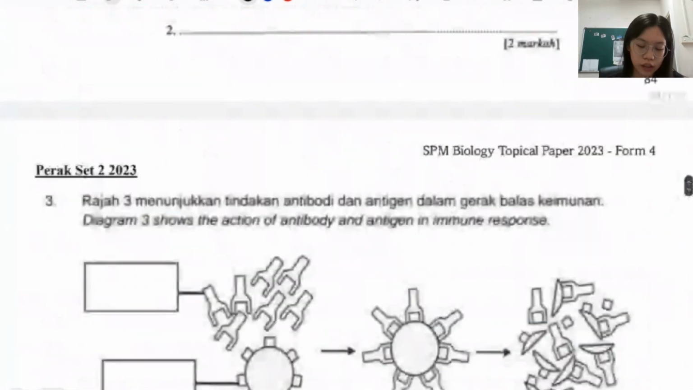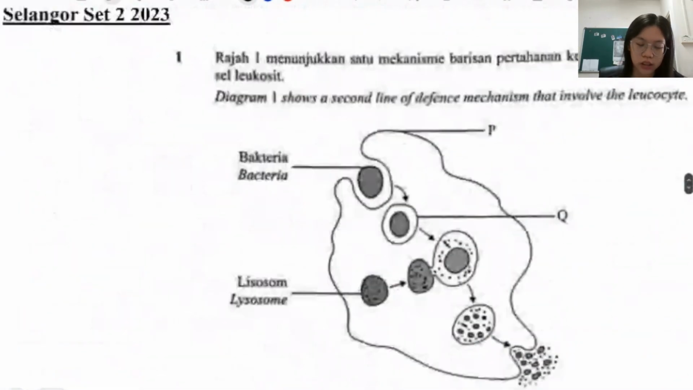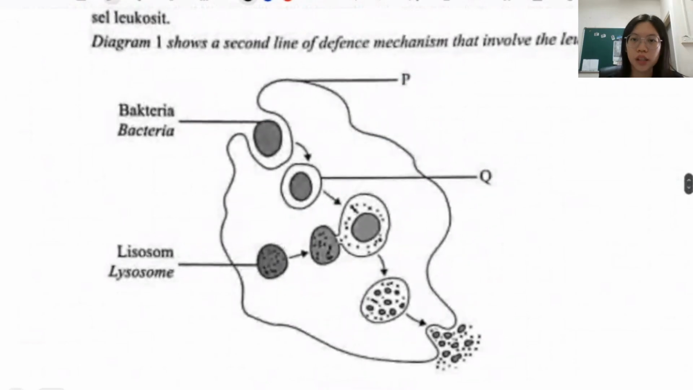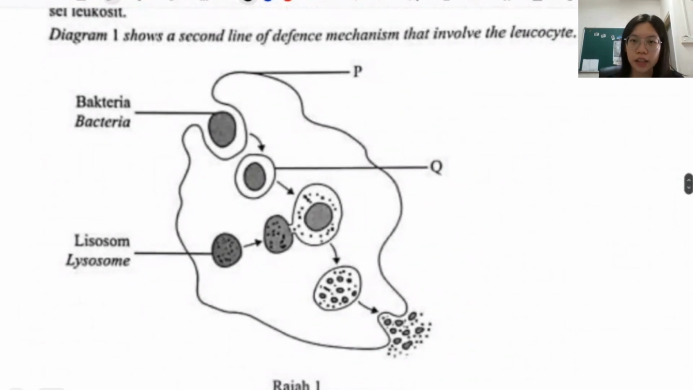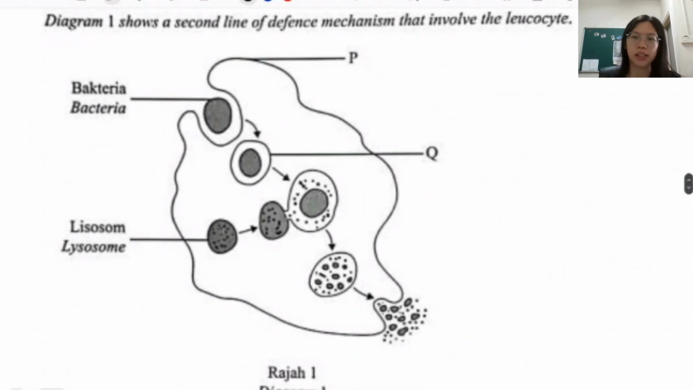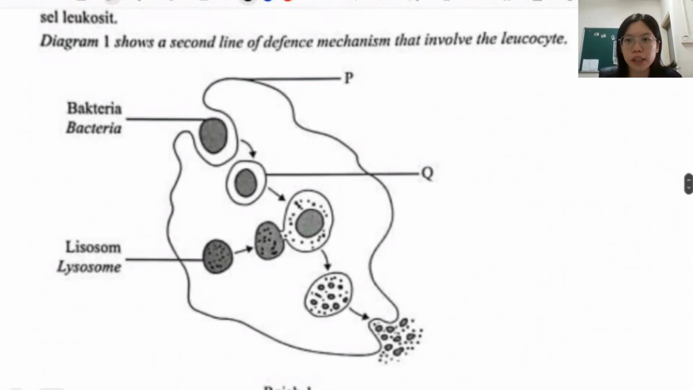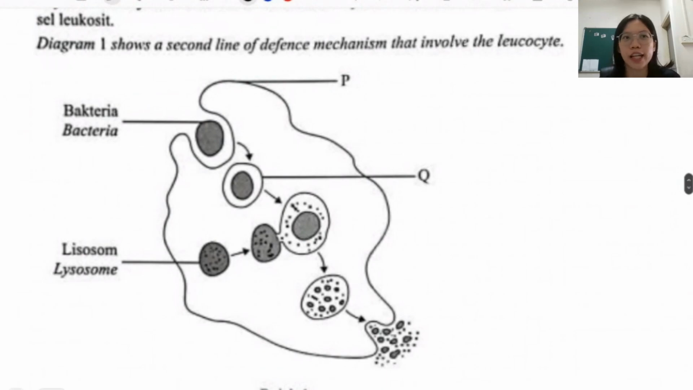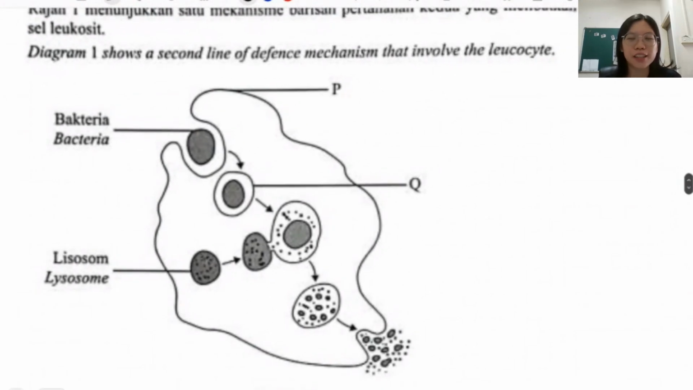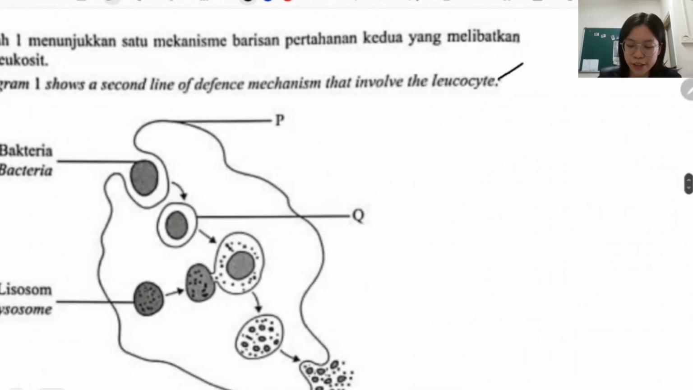So now let's take a look at the question right here, which is Selangor Set 2, 2023. It shows a second line of defense mechanism, which is basically phagocytosis that involves leukocytes. I know leukocytes are classified into many types. For leukocytes, they actually have granulocytes and agranulocytes.